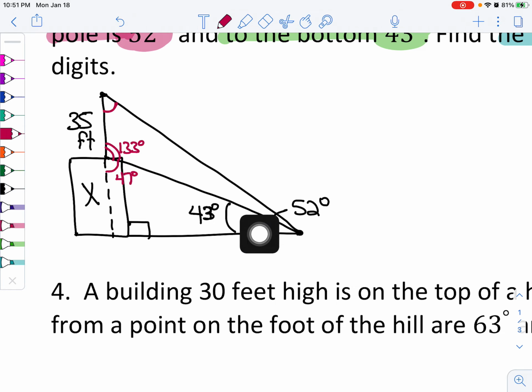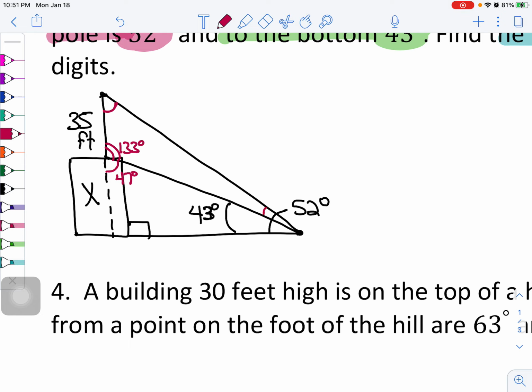Then we can figure out this angle. Now you want to be careful, okay? Because this angle right down here, I'm going to highlight it in red here. That angle is not 52 degrees. So you want to be really careful. The whole thing is 52, okay? And so you just need to be careful of which angles you're dealing with.